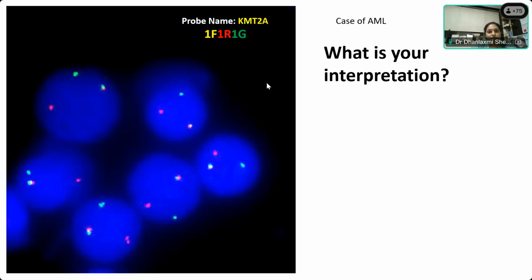Okay, this is the case of AML. Here in these interphase cells, the probe being used is the KMT2A break apart probe. The BCR-ABL probe that we used was a dual color, dual fusion probe, and here we are using a break apart probe. The signal pattern that I'm getting here is a 1 red, 1 green, 1 fusion pattern.